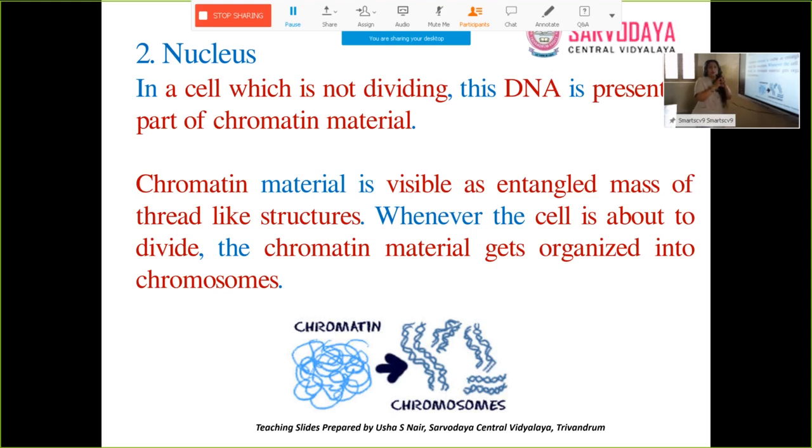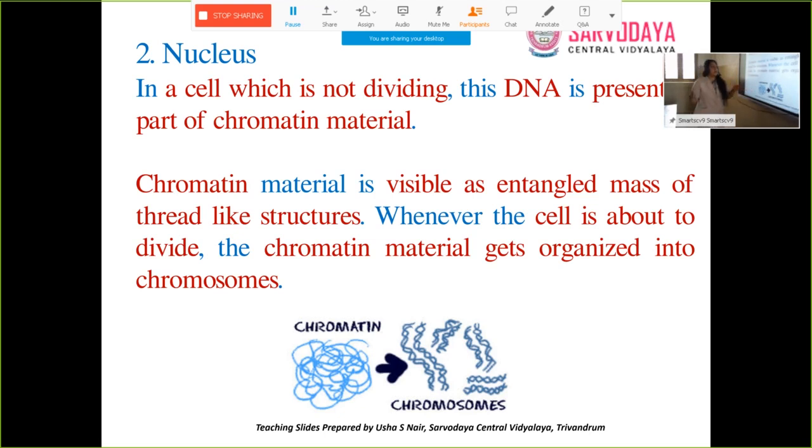And if you entangle it, how will it be? The same way. So it is visible as an entangled mass of thread-like structures. How is chromatin material visible? How do they look? They are visible as an entangled mass of thread-like structures. I've given how it looks.